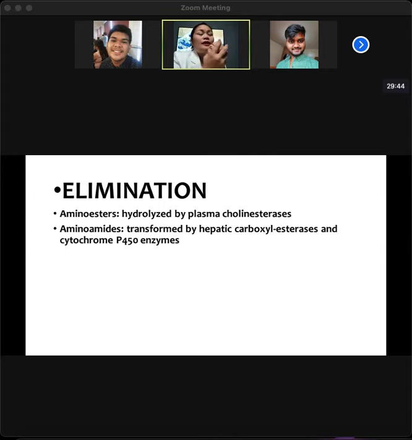How about the elimination of your local anesthetics? For amino esters, they are hydrolyzed by plasma cholinesterases, and again, their metabolite is PABA, di ba? Yung sinabi natin. Kaya siya nagko-cause ng allergies. And then, for amino amides, they are transformed by hepatic carboxylesterases and cytochrome P450 enzymes.